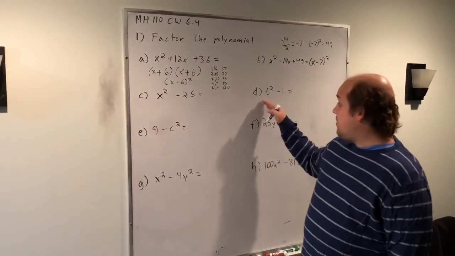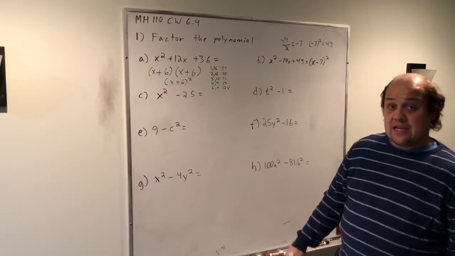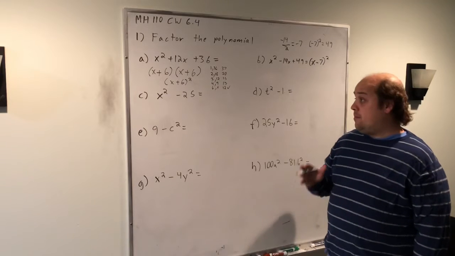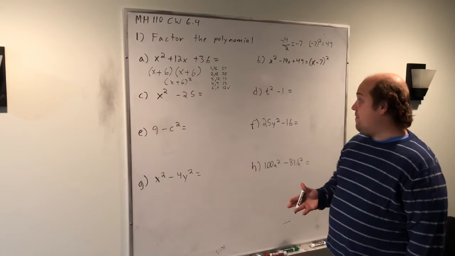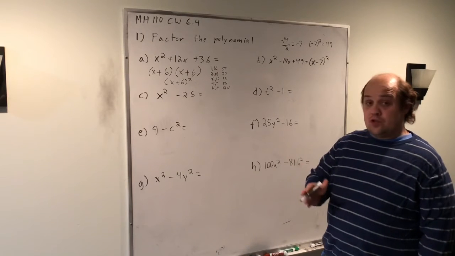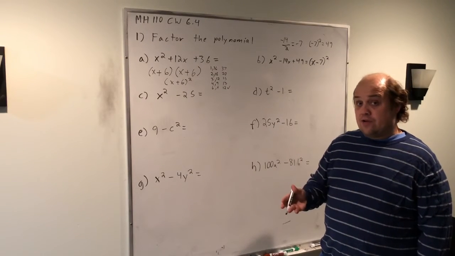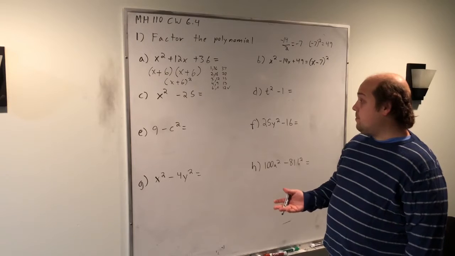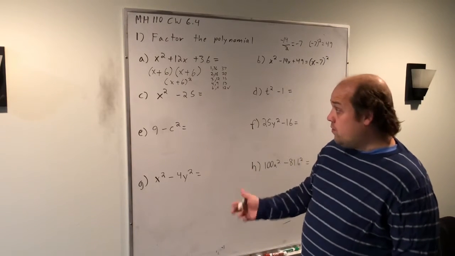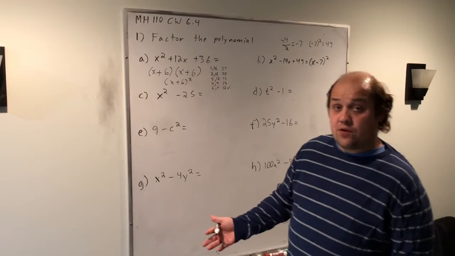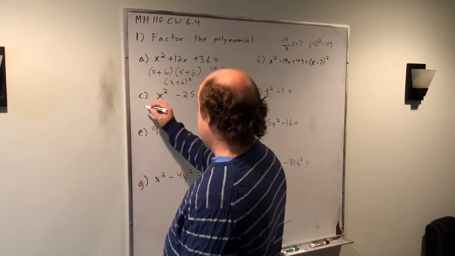For the second type of problem that we're focused on in this lesson, it's a new concept, but again, it's about fitting a pattern. Here you're going to have problems where there are two things that are squares and there's a subtraction sign between them. It's called difference of squares.